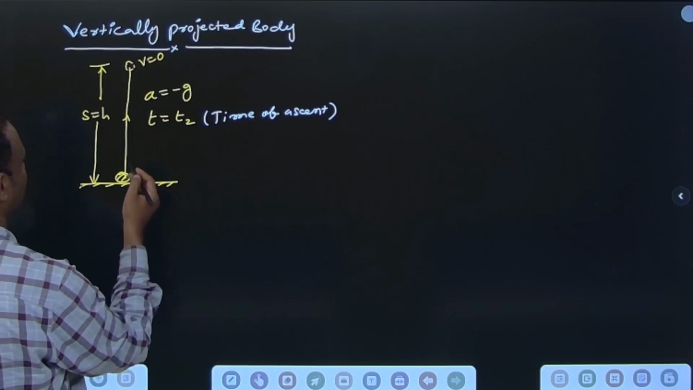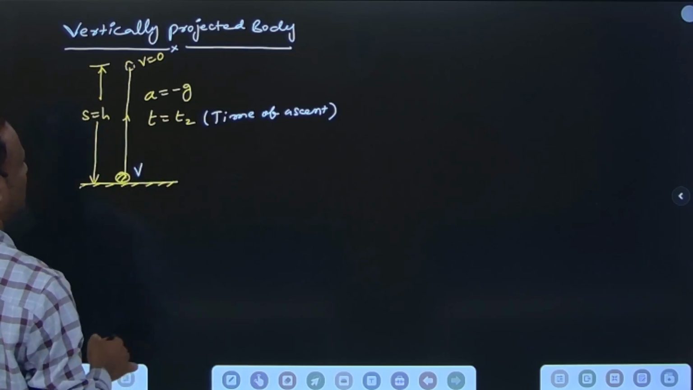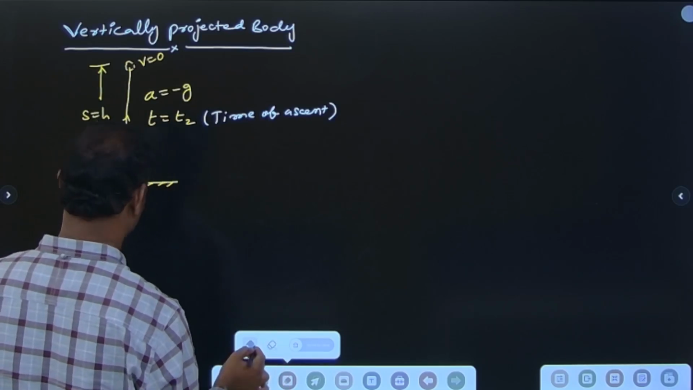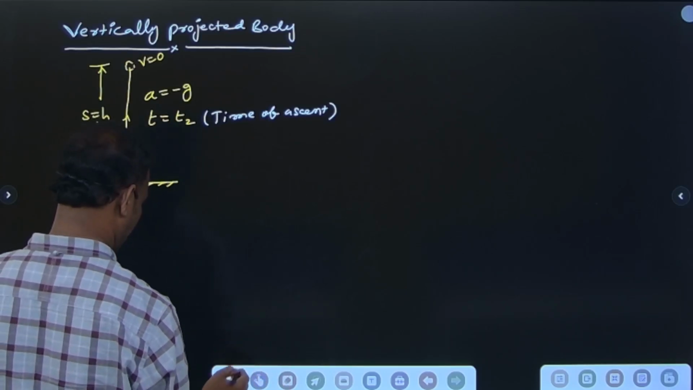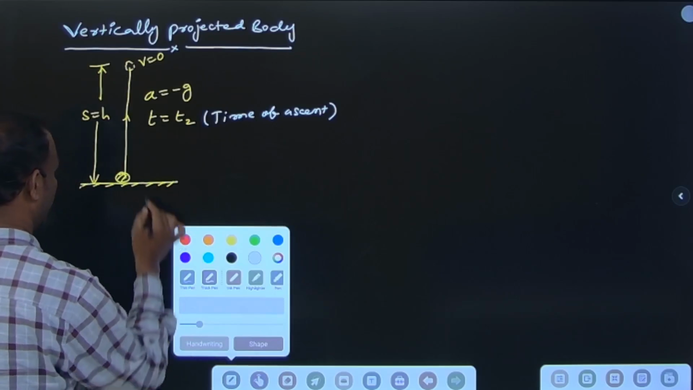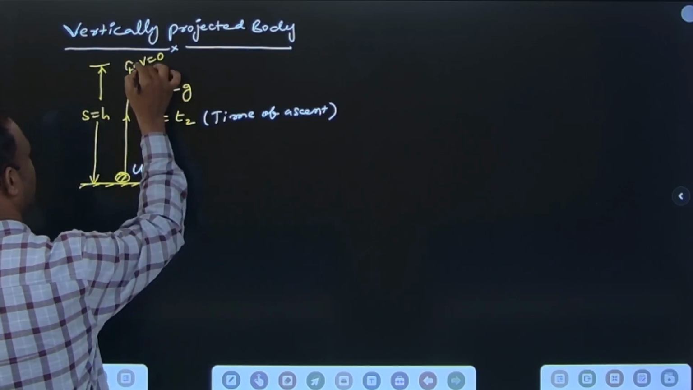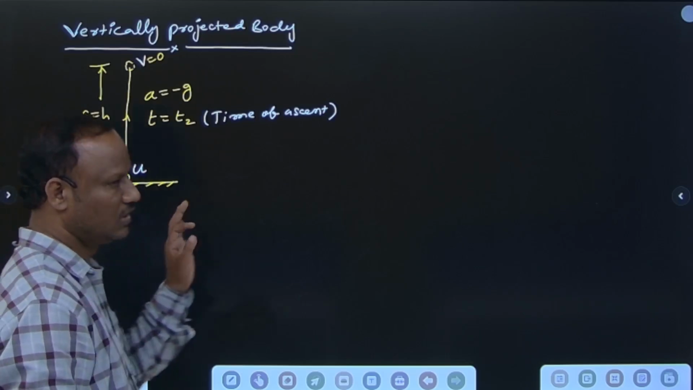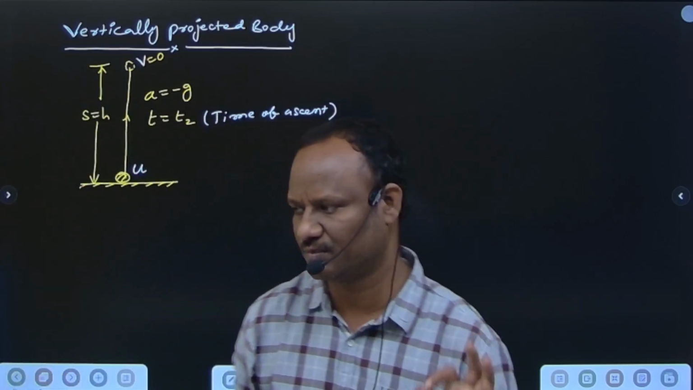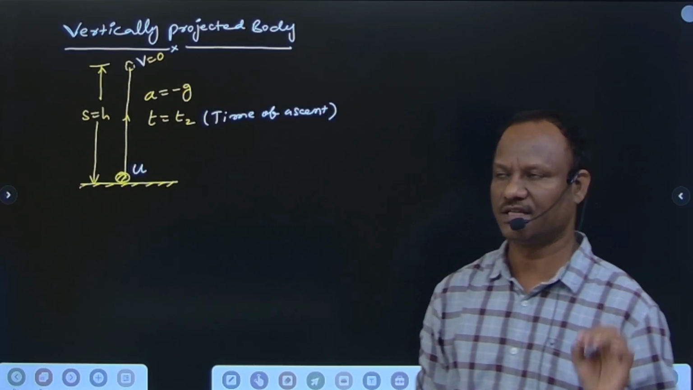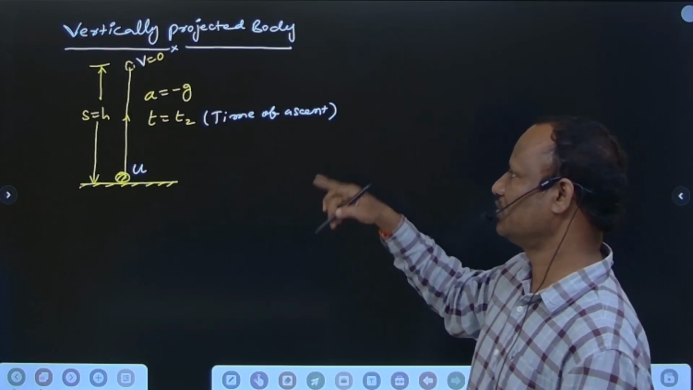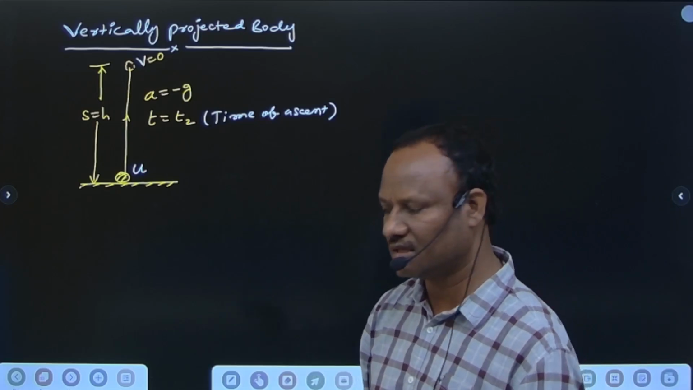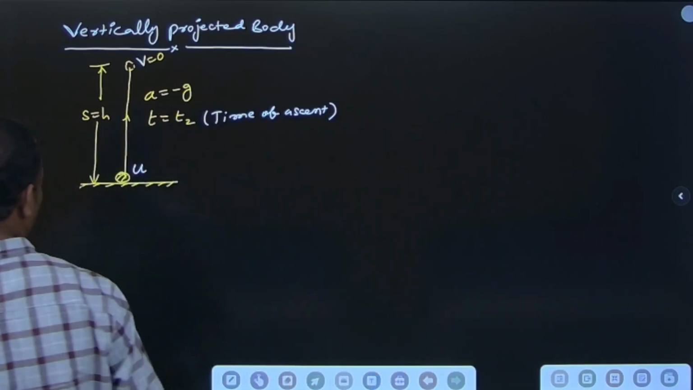And next, with what velocity are you projecting? Initial velocity is U, and the final velocity V is equal to 0. My first question: with what velocity is the body projected? Second question: what is the time taken to reach the highest point? And what is the maximum height? These are the basic questions on this.